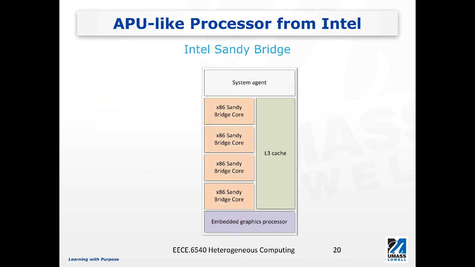This is an APU-like processor from Intel. This is the Intel Sandy Bridge processor family. It has several general purpose cores, in our example 4 cores, and it has an embedded graphics processor on chip. The general purpose cores and embedded GPU are sharing this level 3 cache.